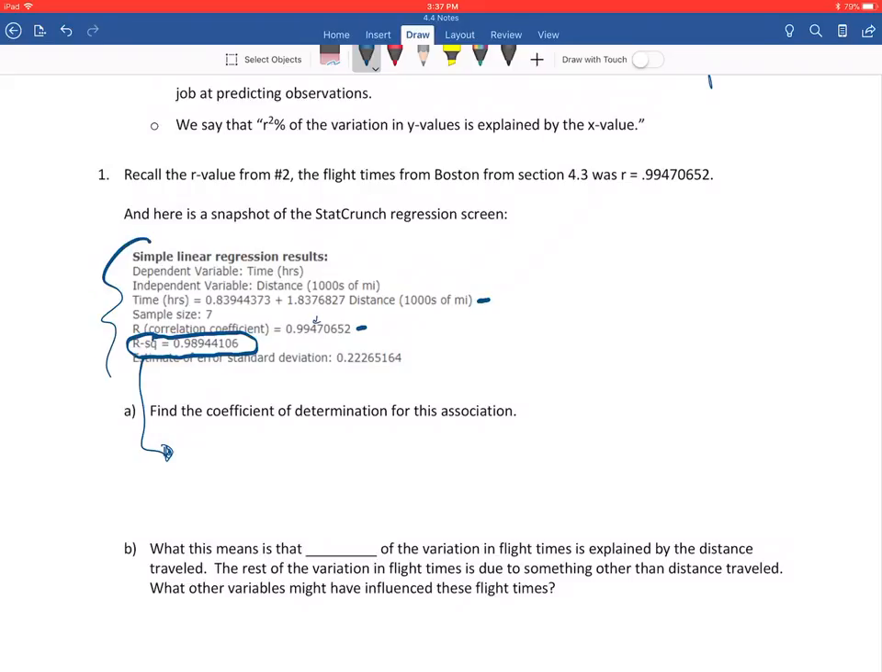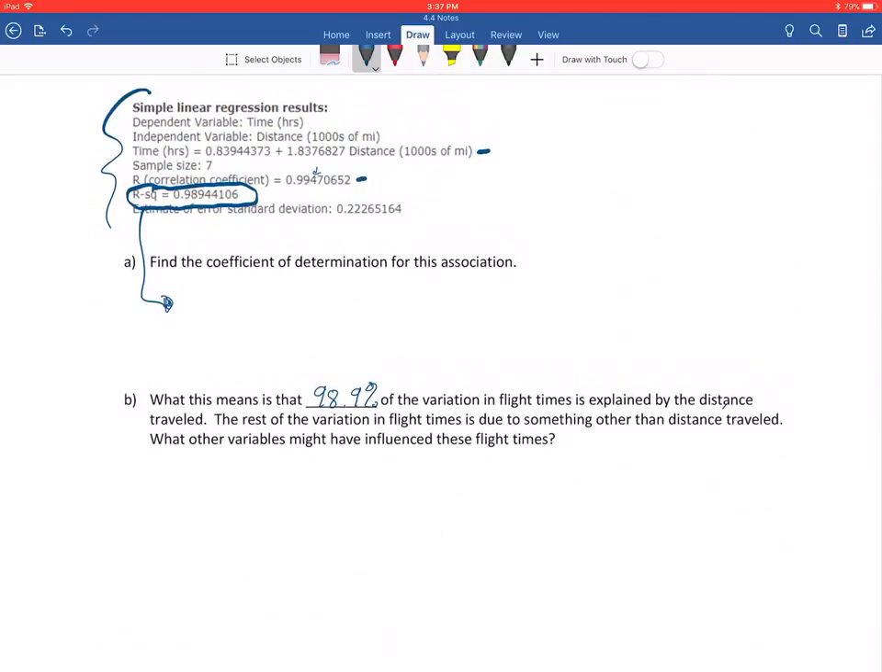Now, what does it mean? So I need to give it back as a percent. So what it means is that 98.9% of the variation in flight times is explained by the distance traveled. The rest of the variation in flight times is due to something other than the distance traveled. So let's just brainstorm. What other variables might influence flight times? Yes, a majority of your flight time is explained by how far you have to go. But there are other things. It looks like there's 1.1% of other things that can affect how long your flight is.